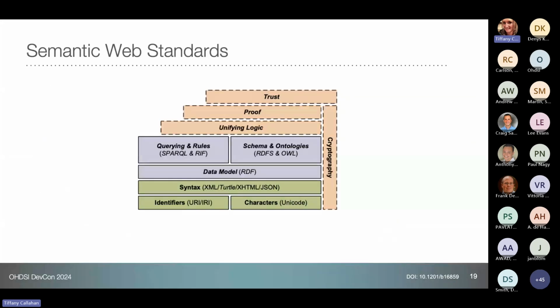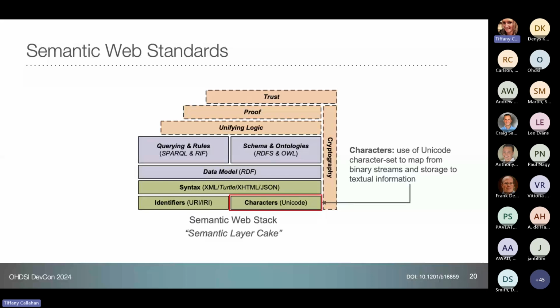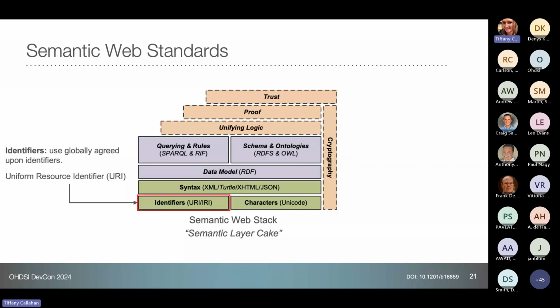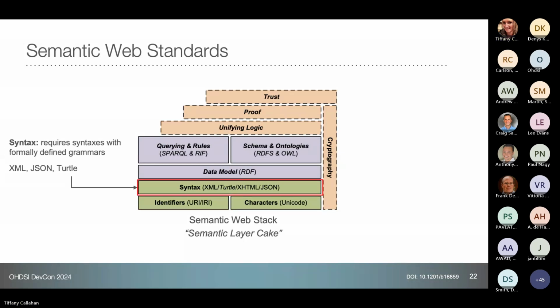The semantic web standards are often thought of as the semantic web layer cake, which is shown on this slide. At the bottom of the cake, you have characters: the use of the Unicode character set maps stored binary streams of information into textual content. You also have identifiers, which are globally agreed upon, things like uniform resource identifiers, or URIs. At the second layer, you have syntaxes with formally defined grammars, things like XML, JSON, and Turtle.